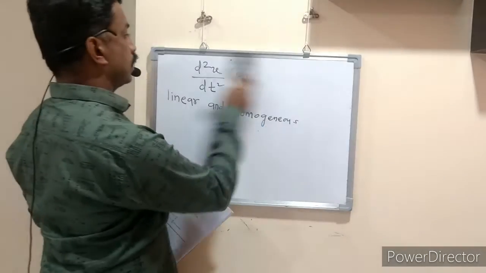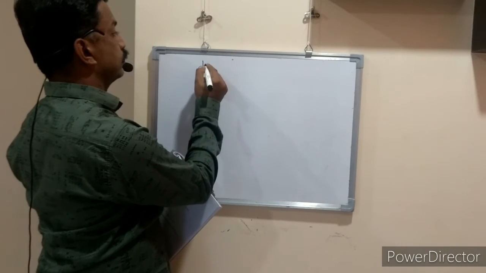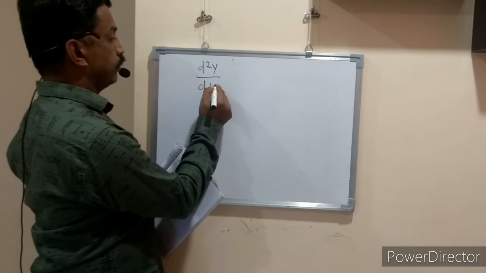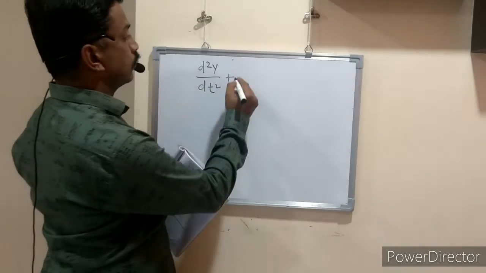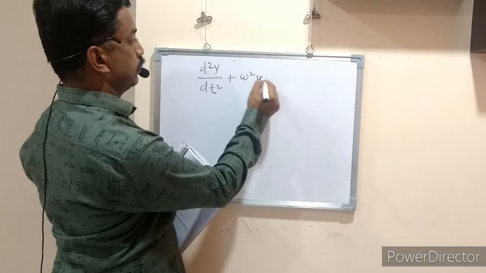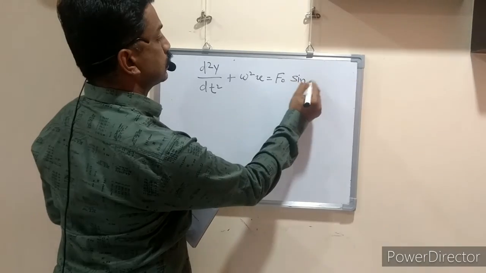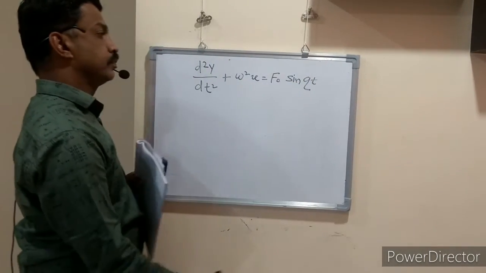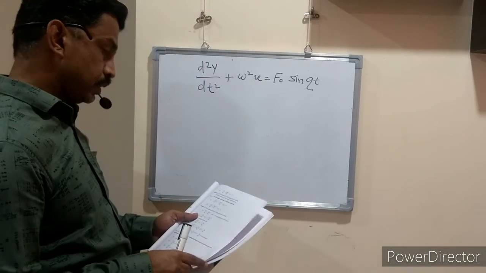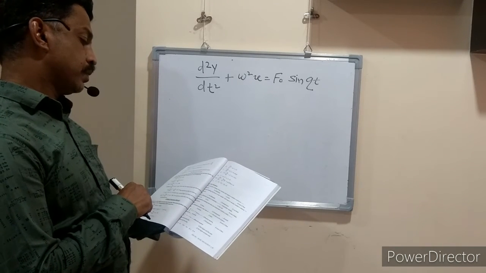Now we take another example. d2y by dt square plus omega square x equal to f0 sin qt. Now in this equation, we say that it is a non-linear and inhomogeneous differential equation.